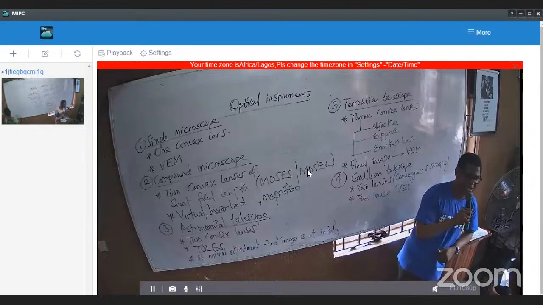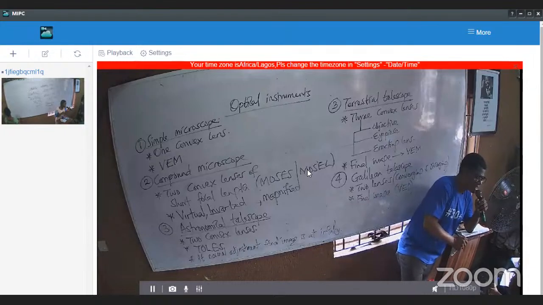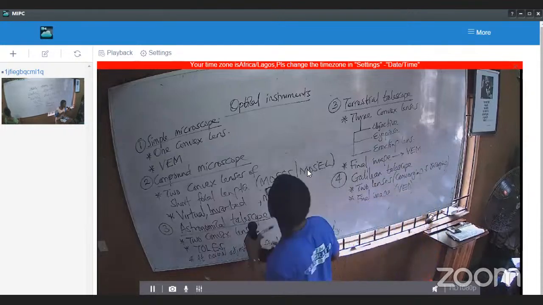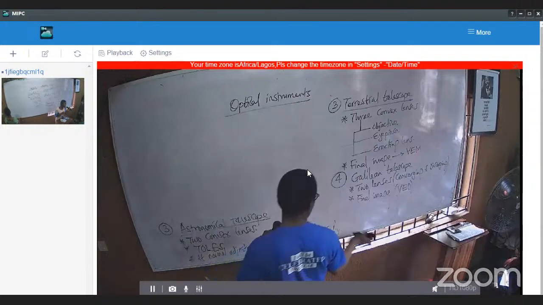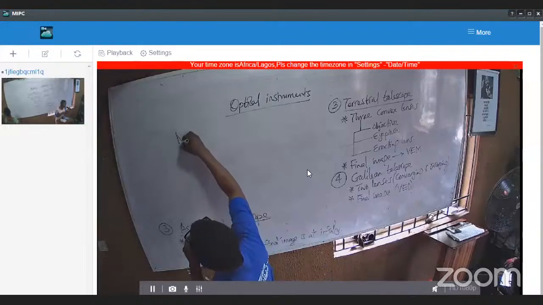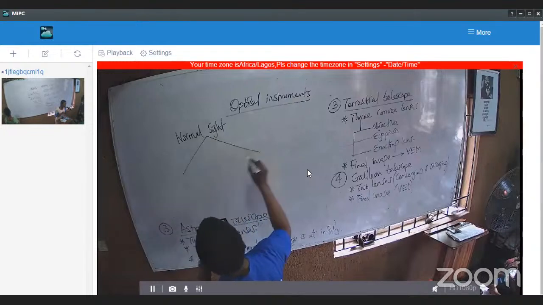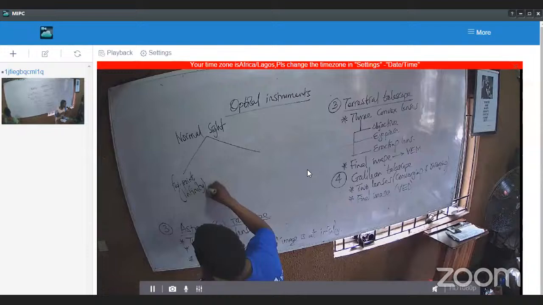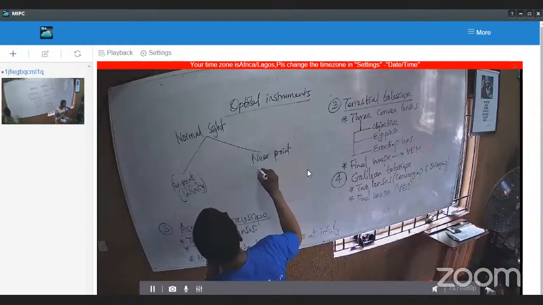For a normal sight, where is your far point? If your eye is normal, you're not using glasses, then your far point should be infinity. Far point, infinity. What of your near point? 25. If you cannot see something very far, what are you suffering from?